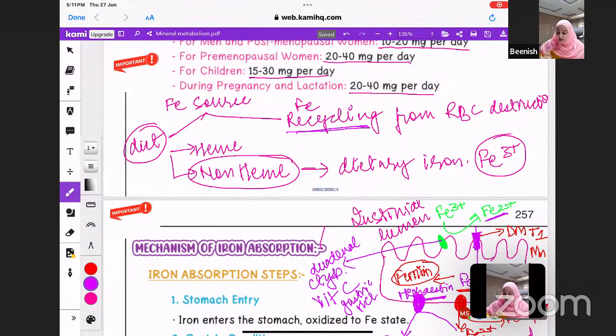Similarly, the other iron comes from the RBCs. After 120 days, the old or damaged RBCs are destroyed, so they are phagocytosed by macrophages. Inside the macrophages, your hemoglobin first splits, and globin and heme separate. Then this heme is acted upon by an enzyme, and your Fe2+, that is iron, is released.